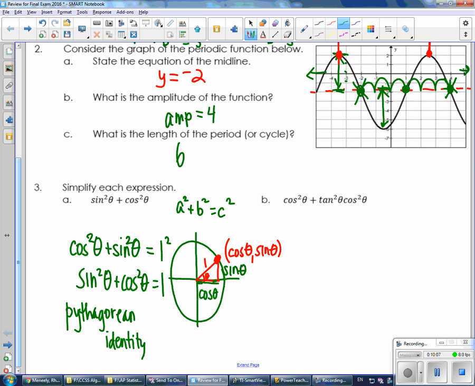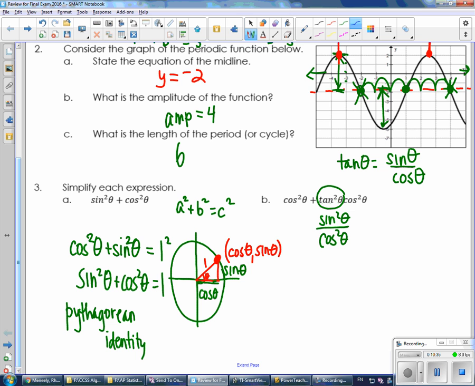So in letter B, again, we're trying to simplify this expression. The one thing I notice is that I'm dealing with cosine and tangent. Well, tangent can be rewritten using sine and cosine. If you remember, the tangent of theta is equal to the sine of theta over the cosine of theta. So if I'm dealing with the tangent squared of theta, that's simply going to be the sine squared of theta over the cosine squared of theta.